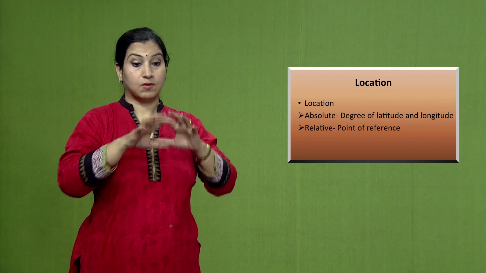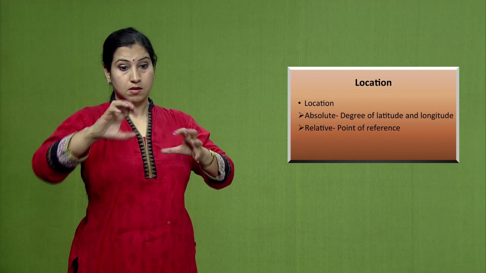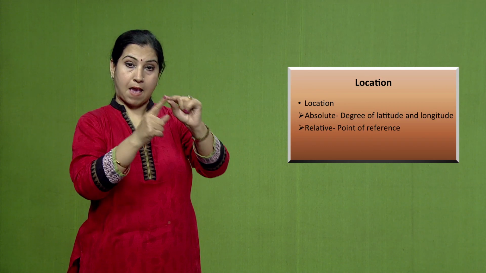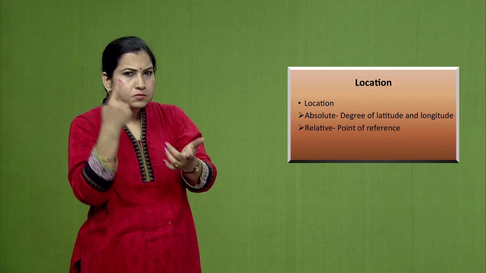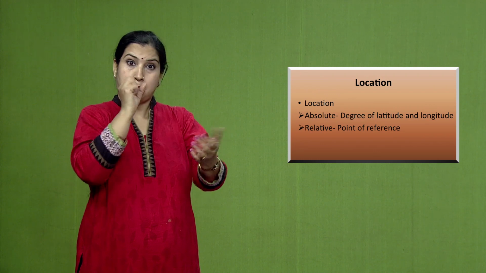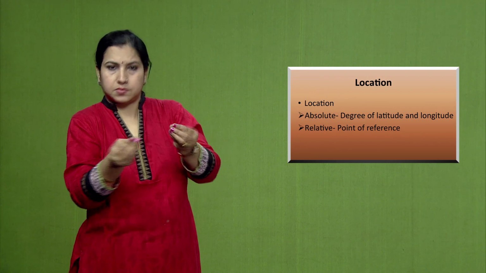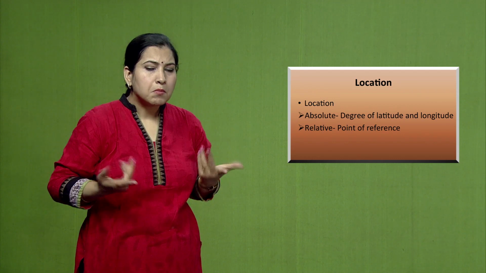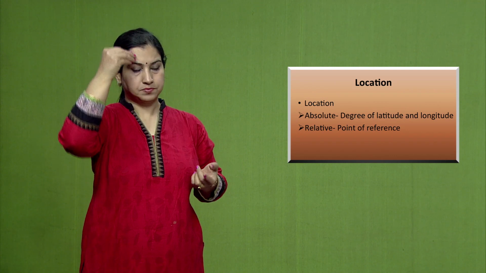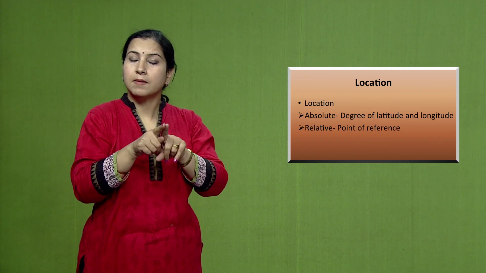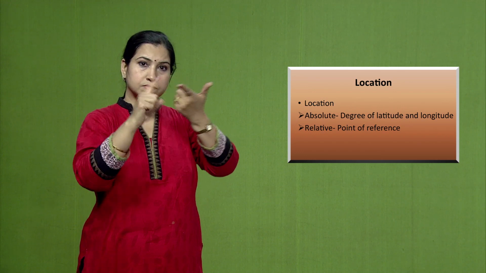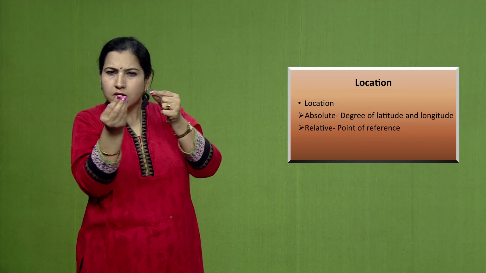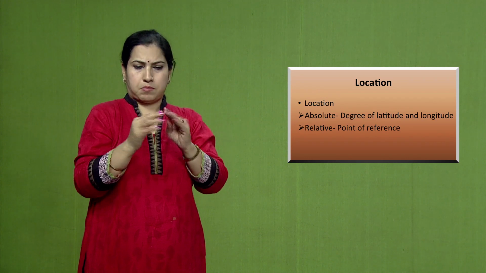Every country and place has a fixed place or location in the world and map. Location can be understood in terms of absolute and relative location. Let us understand what we mean by absolute location and relative location. Absolute location is given in degrees of latitude and longitude. Relative location depends upon a point of reference, that is near, far, etc.